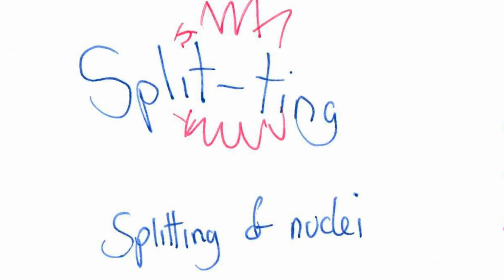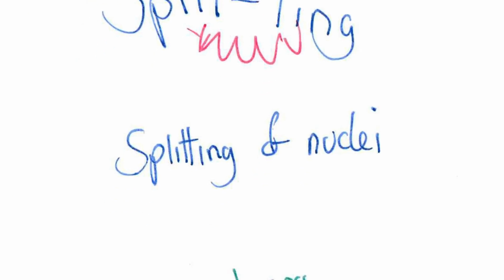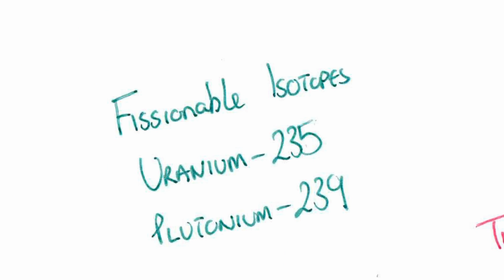And fission is about splitting. It's about the splitting of nuclei. The centre of atoms are split. You need to know that there are certain isotopes that we use in nuclear power. They are uranium-235 and plutonium-239, and the 235 and 239 are referring to the atomic masses of these elements.